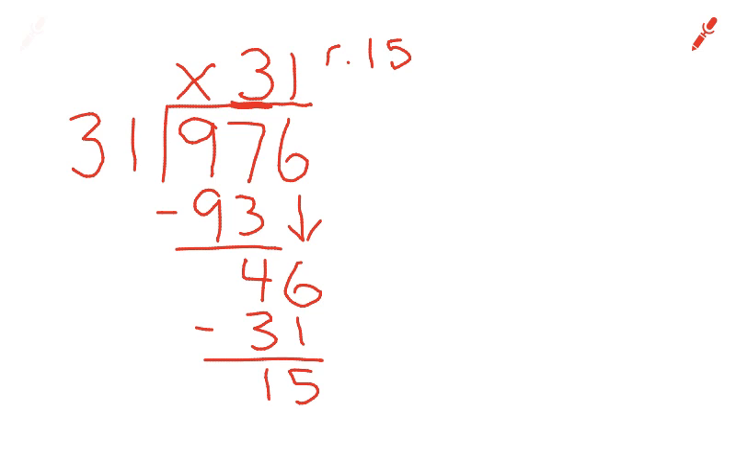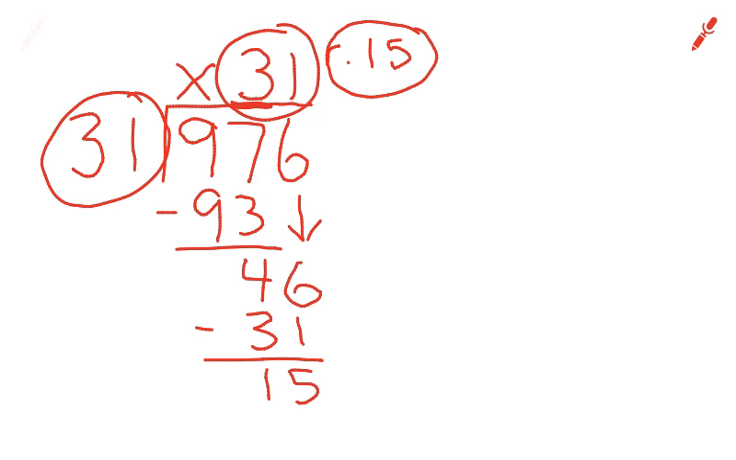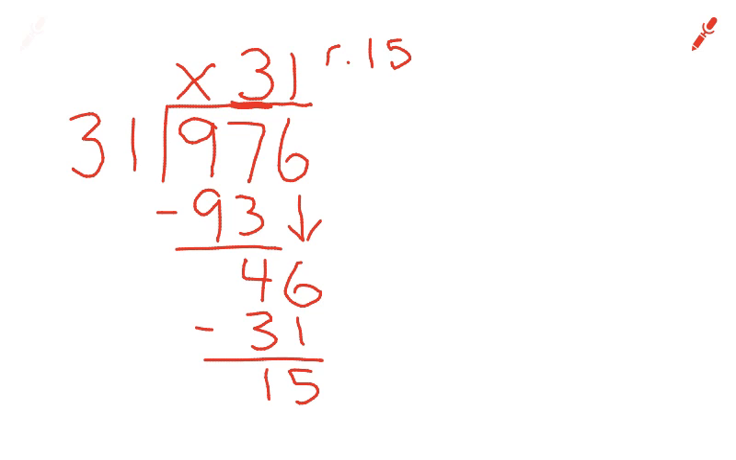It tells us in the directions to divide and check, so we need to go ahead and check this. We'll do that by multiplying this number, 31, times this number, 31, and then add our remainder to the answer. And then we need to get 976 for it to check and be correct. Let's do that now. 31 times 31.